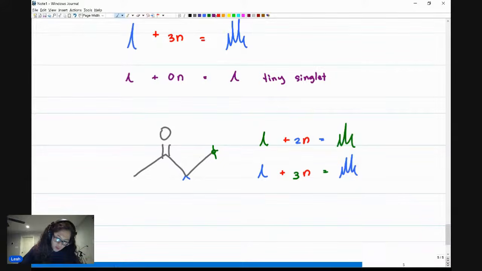And then if I look all the way to the left, that's 3 hydrogens there. But the only neighbor I have is a carbon with no hydrogens, and that means it's going to be a singlet, plus 0 neighbors for a singlet. And these are the 3 peaks that I would expect to see on a graph for this molecule. So we have the peaks.